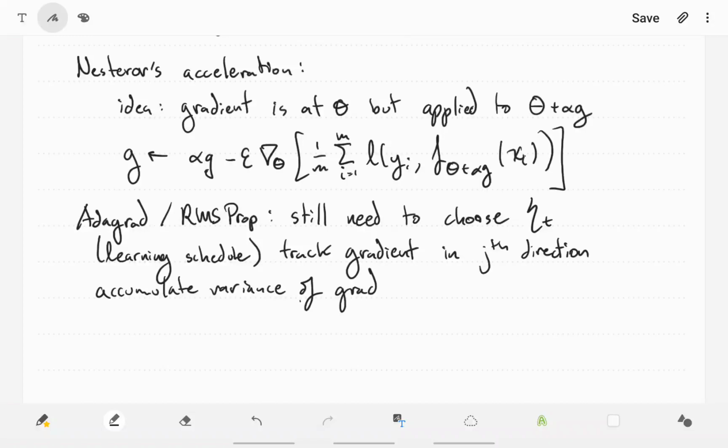And then make the step size be inversely proportionate to this variance. Of course, more like a standard deviation. But this is the step size in the jth direction, in the jth direction, inversely proportionate to 1 over the root of this variance.